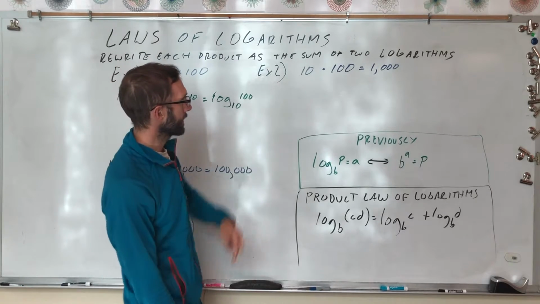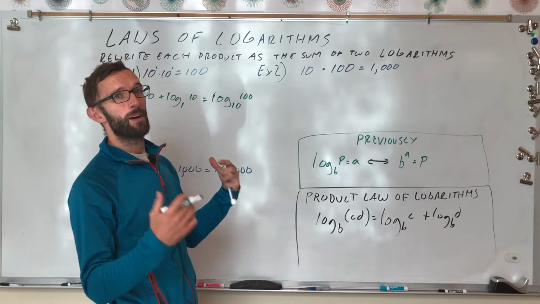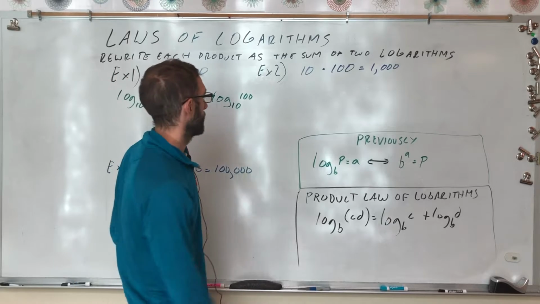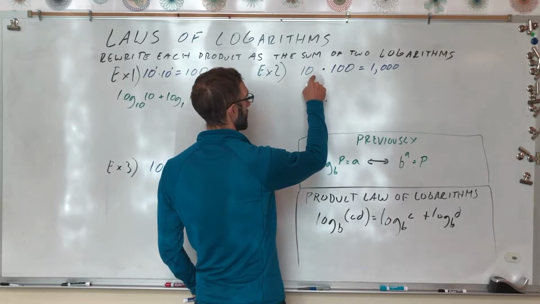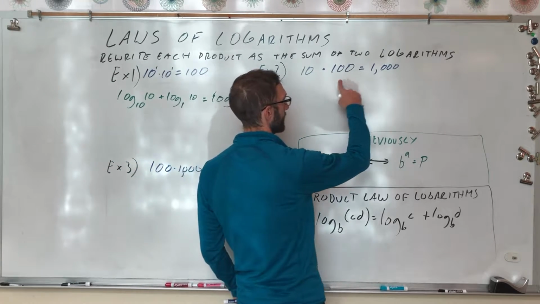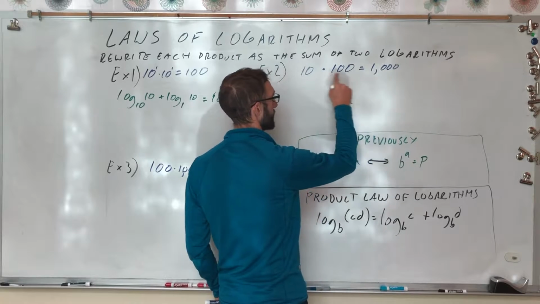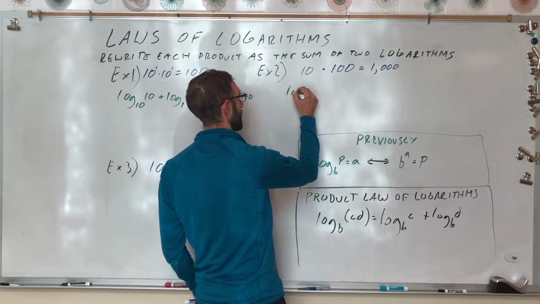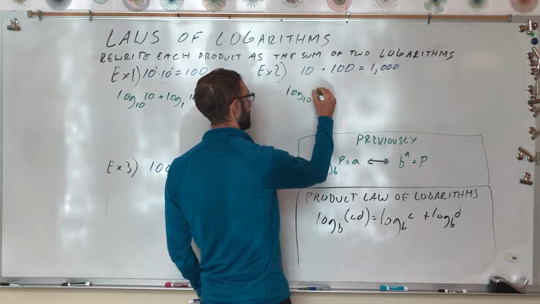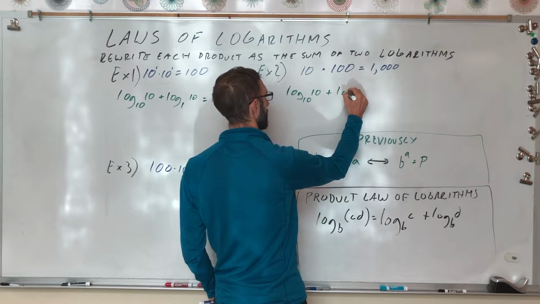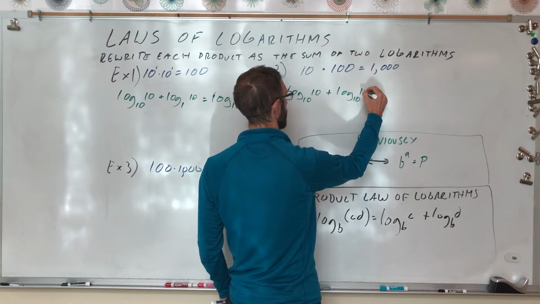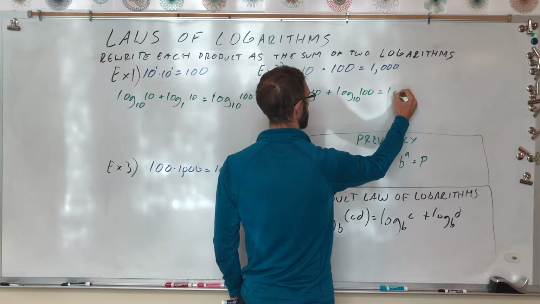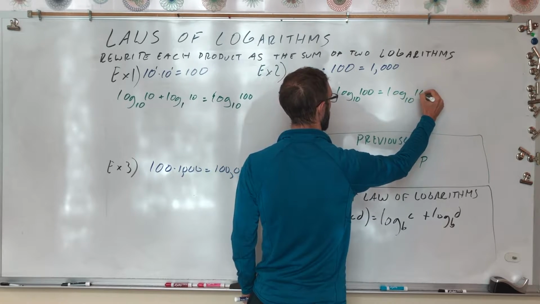So if we look here, remember, think about powers of these values. This is 10 to the first, 10 to the second is 10 to the third, 1 plus 2 is 3. So this is going to be log base 10 of 10 plus log base 10 of 100 equals log base 10 of 1,000.